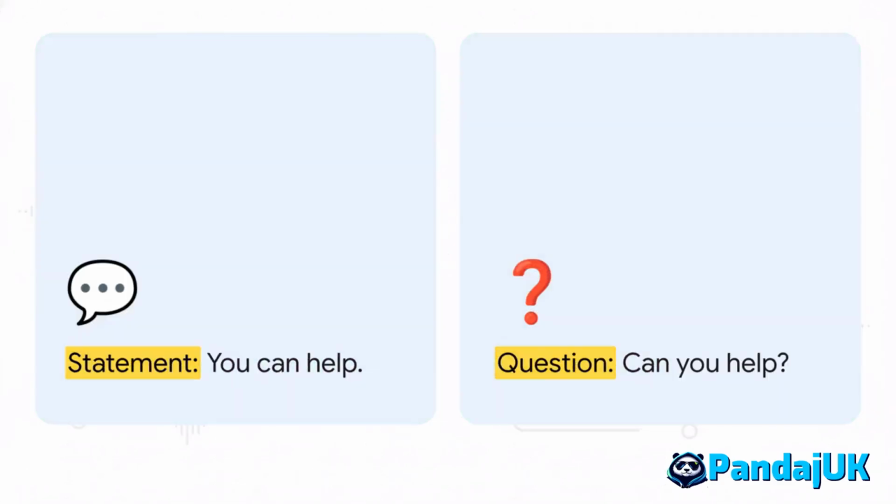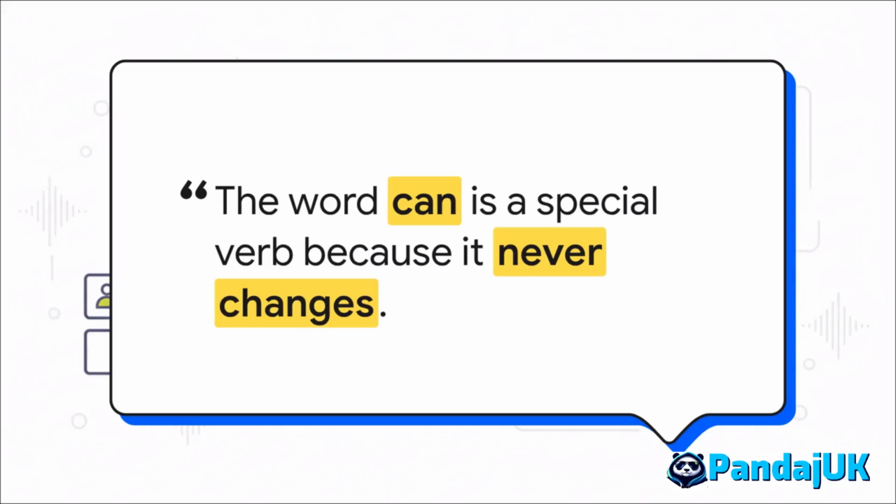So the crucial point is this. To make a question, can always moves to the very front. For a normal statement, we say, you can help. To change it to a question, can just jumps right to the front. Can you help?